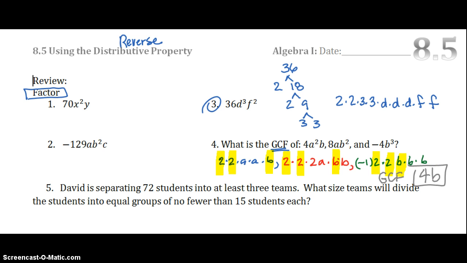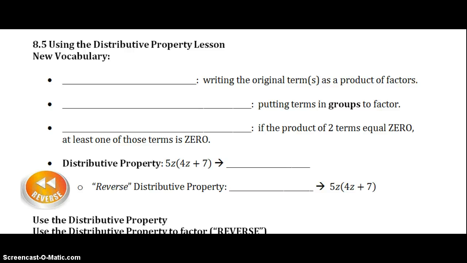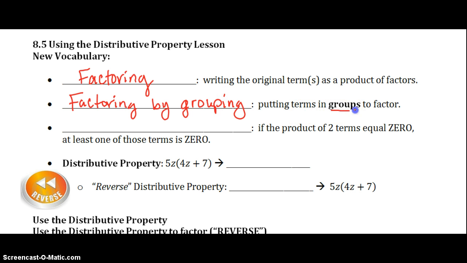Alright, so with that in mind, let's get into our new material where we're going to talk about using the distributive property. So our first new term is just factoring, which is what we just did. In this section we're going to be factoring, which is writing the original term as a product of its factors. Then we're going to also work on factoring by grouping, and you'll see what that looks like in just a moment. Putting terms in groups in order to factor it.